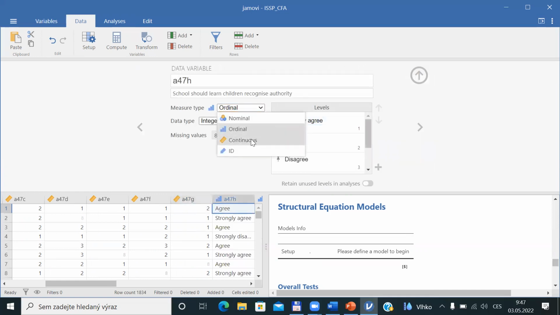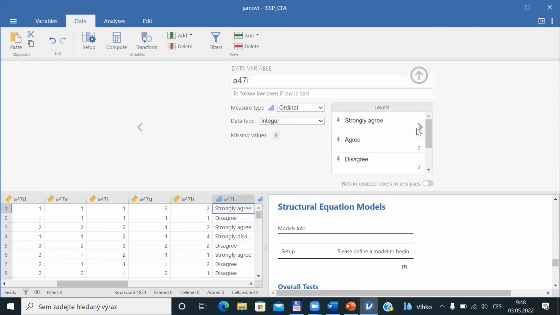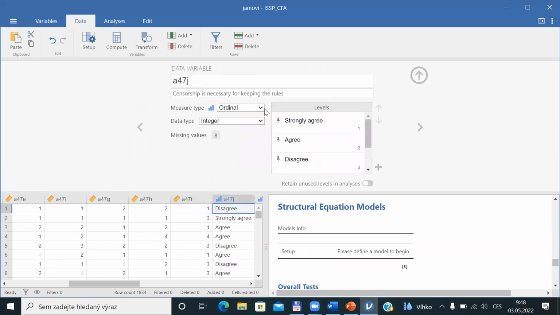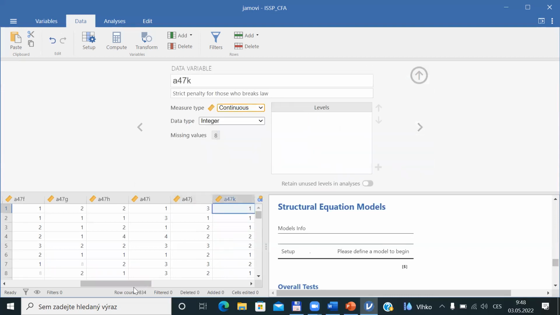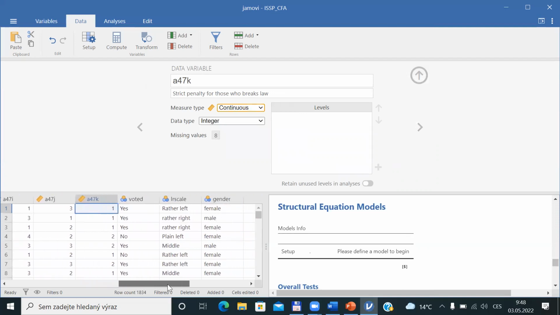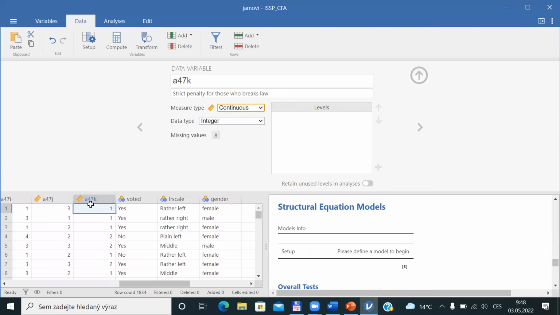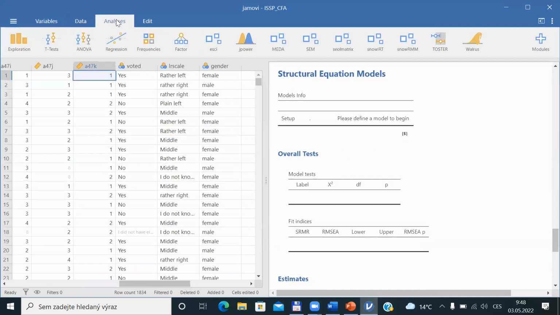If I remember well, in JASP it's slightly more consistent. Only continuous variables can be applied in both procedures, so SEM general and CFA. So here is the last one. Currently, as I can see, all my variables, A47A up to A47K, are defined as continuous, so it should, I hope, be possible to estimate the model. That's the first necessary step.